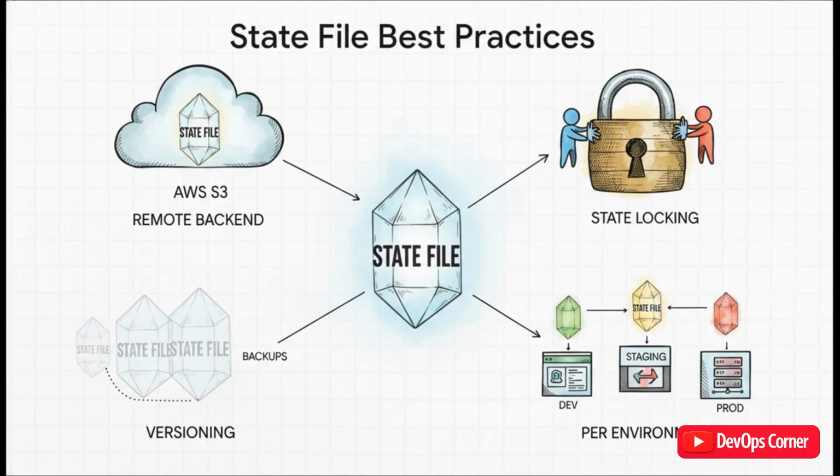Because it's so critical, here are some non-negotiable best practices, especially if you're working on a team. Number 1, do not keep the state file on your personal laptop. You've got to store it somewhere remote and shared, like an AWS S3 bucket. Number 2, you need to enable state locking. This stops 2 people from running terraform apply at the exact same time and totally messing up the state. And number 3, use separate state files for your environments. One for dev, one for staging, one for prod. Following these rules will save you from so many headaches down the road.